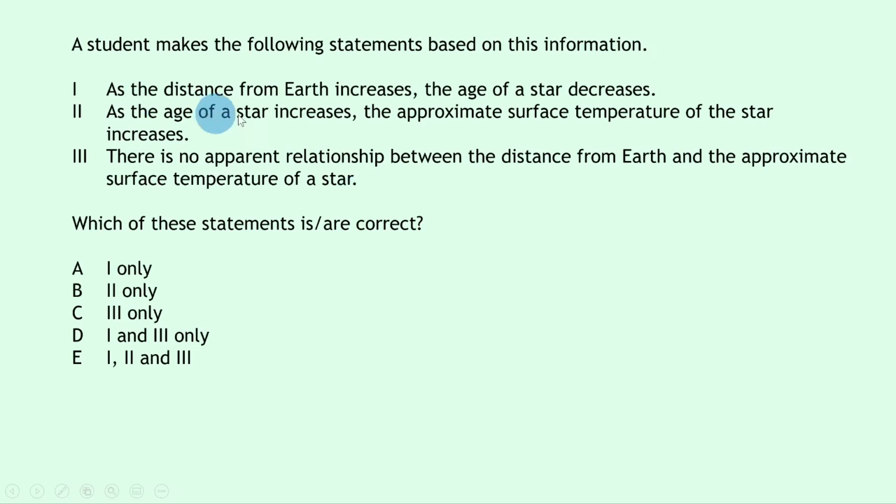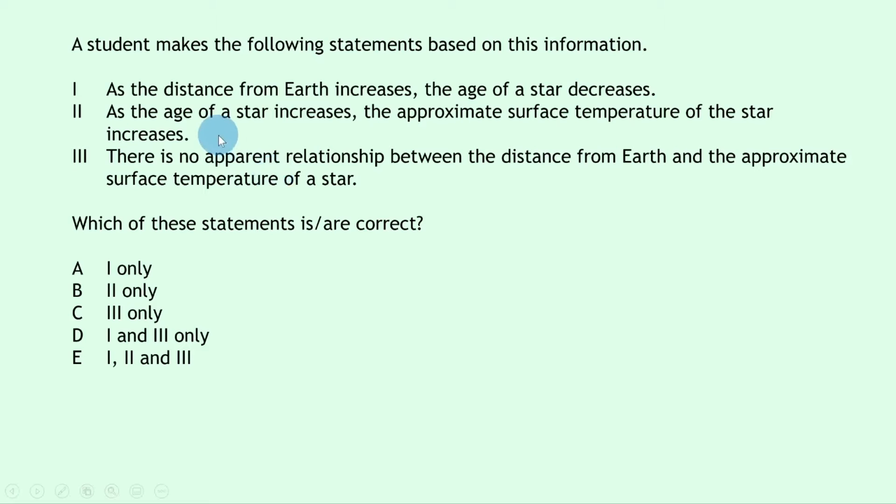So statement 1 says as the distance from Earth increases, the age of a star decreases. Statement 2, as the age of a star increases, the approximate surface temperature of the star increases. And statement 3, there is no apparent relationship between the distance from Earth and the approximate surface temperature of a star. Which of these statements is or are correct? Well, we're going to look at each statement in turn and decide which ones are true or false and look at the table to decide.